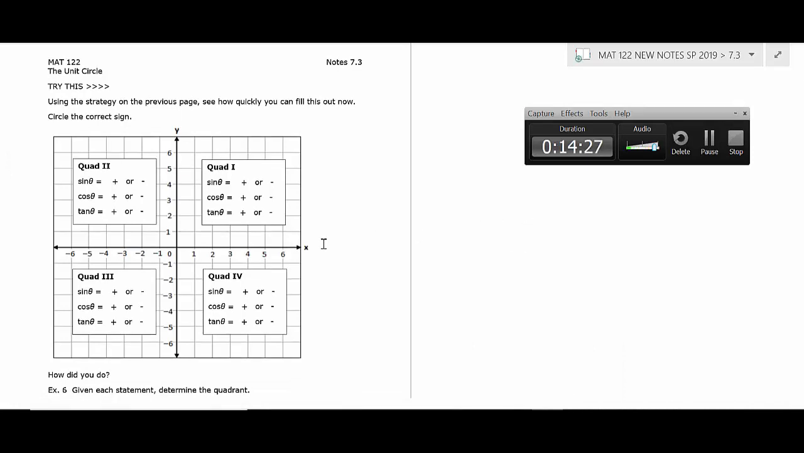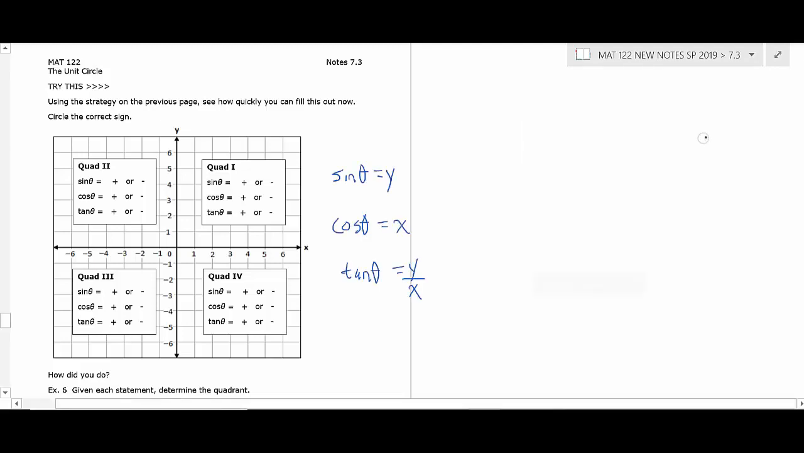Okay, so what I'm going to have you all do is take this, don't look at the previous page or anything, and just see how quickly you can do this. You're just going to circle the correct sign for each of the trig functions in each quadrant. You can time yourself and see how fast you do this. Then resume the recording when you're ready to check. By the way, this is like a future test question. I always ask this because it's so important. So here's what you should have come up with.